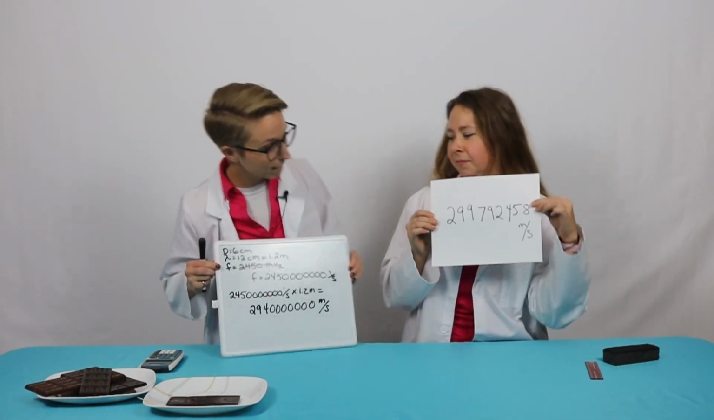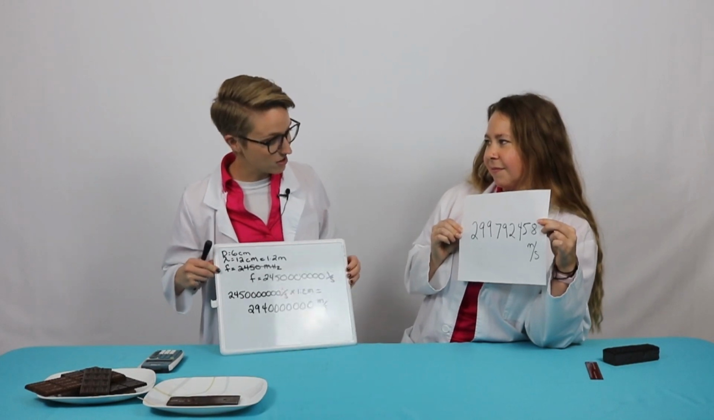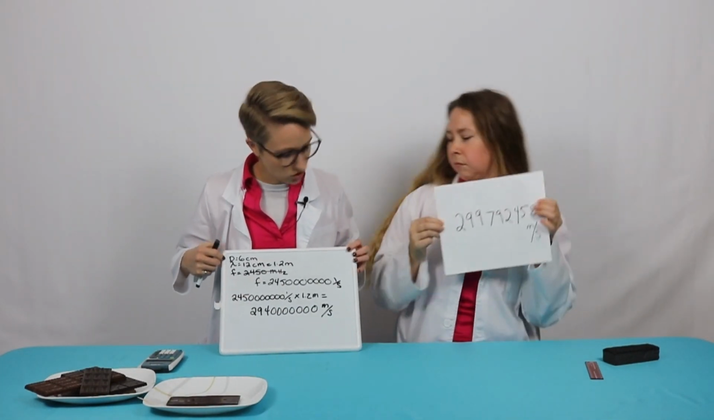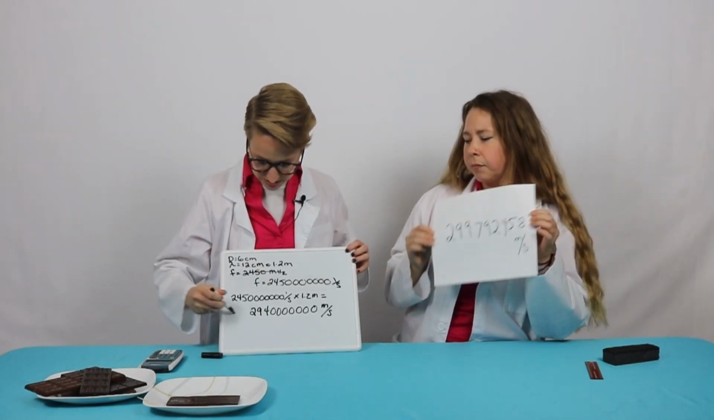Okay, so how'd we do? We did pretty good. I've got the real number right here. You know, we're pretty close. I'm 294 and you're 299. Yeah. So what is this number again?